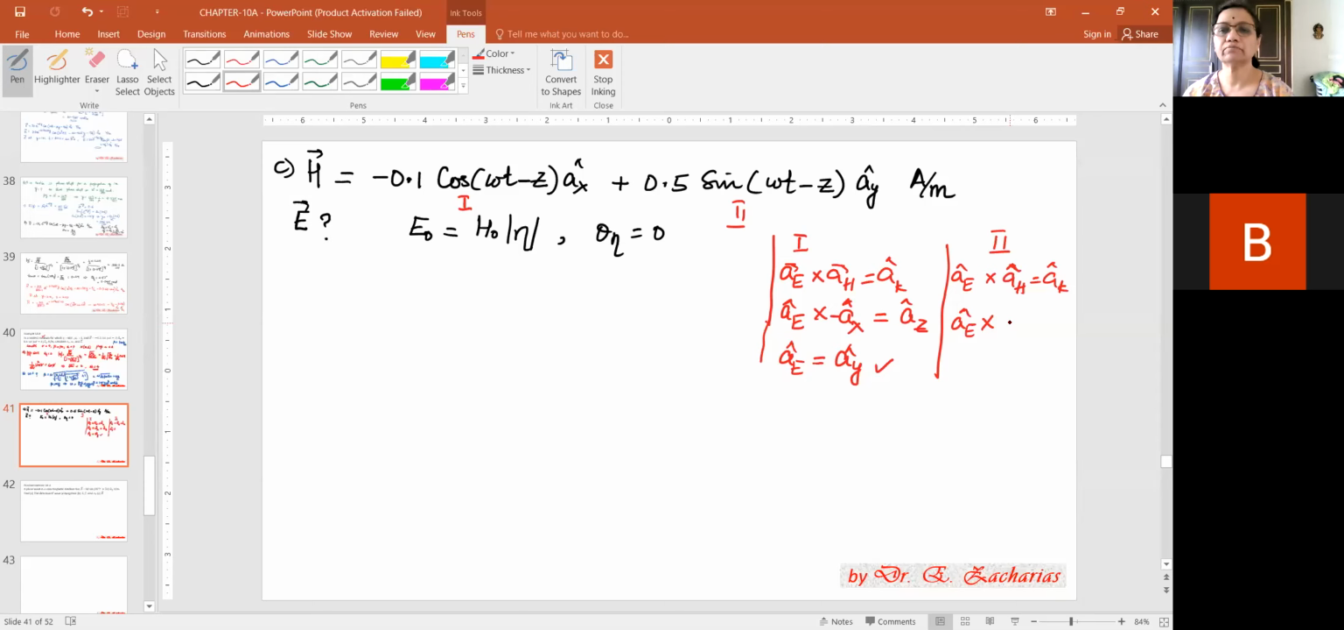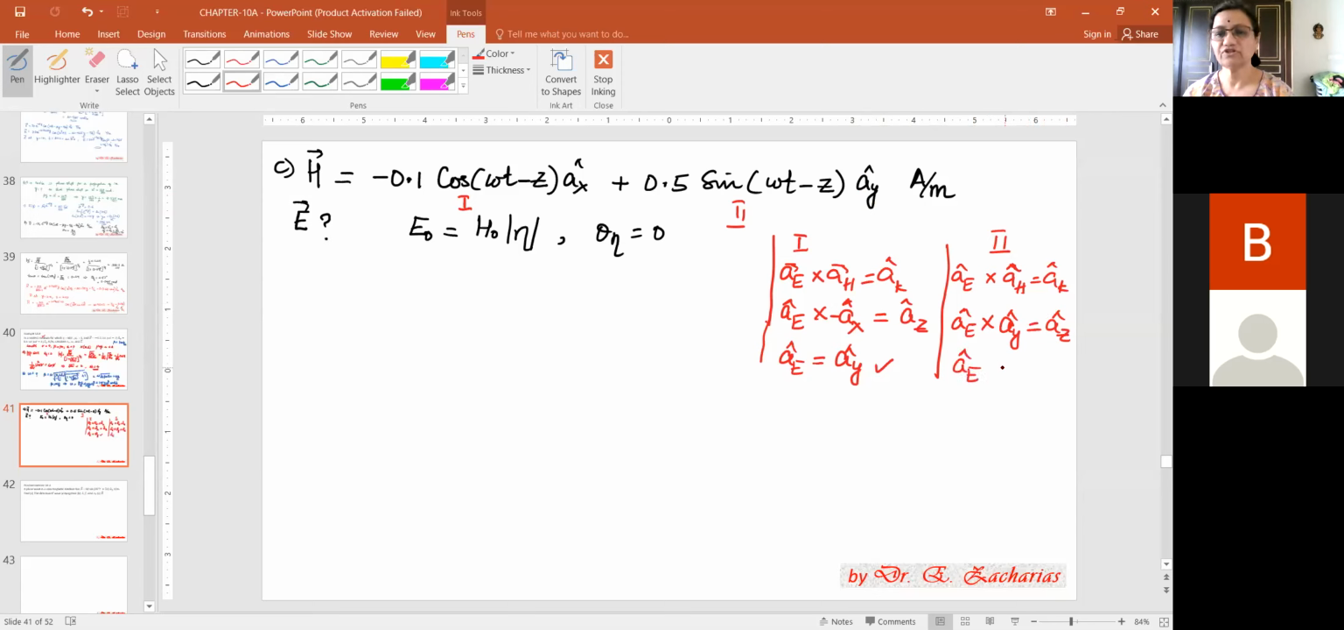Next, let us do it for the second term. For the second term, you just tell me what it is going to be. AE cap cross AH cap equal to AK cap, right? So AE cap cross, what is AH cap here? Second term. AY cap. AY cap equal to AZ cap. AZ cap is not changing, it is as it is. Positive X direction. Very good, positive X direction. Good, I got everything.